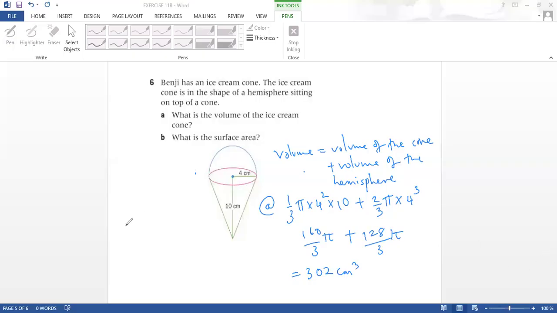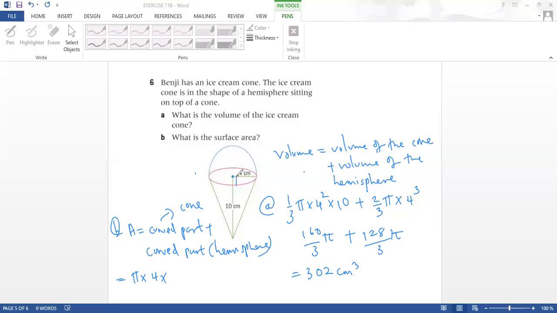That's good. Then part B, so for you to get the surface area, you have to calculate the area of the curved part of the cone plus the area of the curved part of the hemisphere. This is the curved part of the cone. This is the curved part of the hemisphere. Curved part of the cone will be given by pi r L, so pi r L. L is this slanted height.